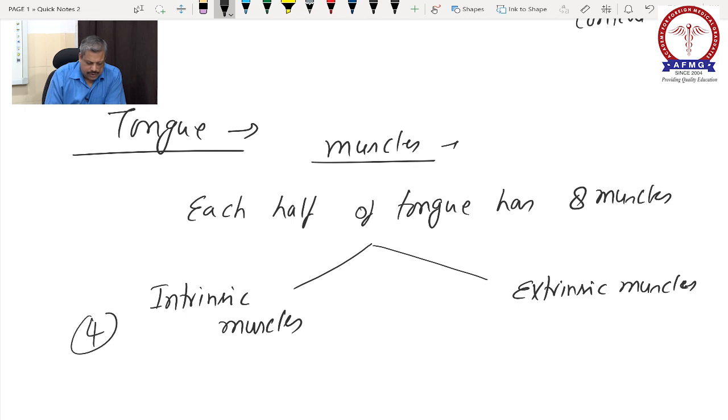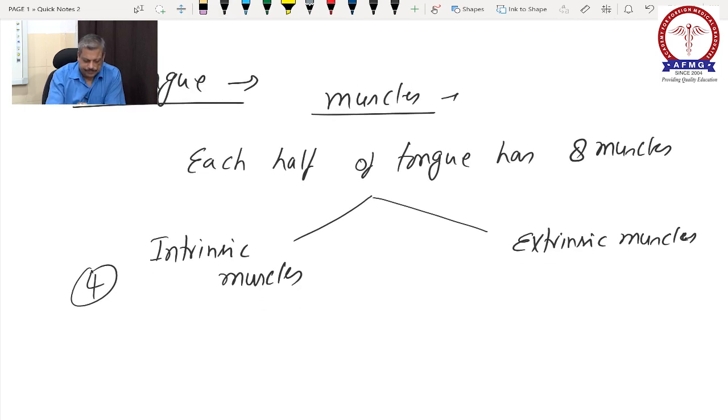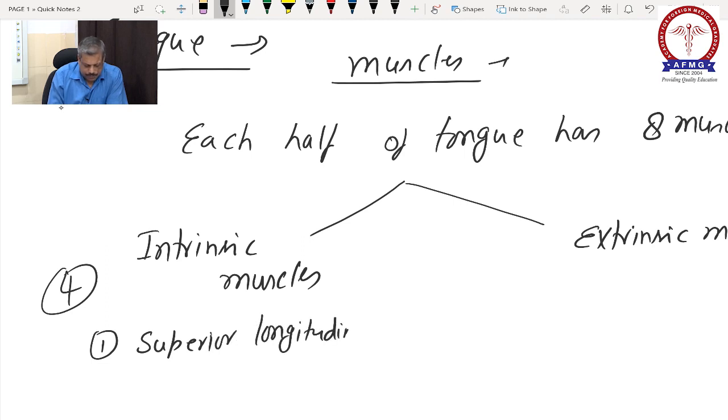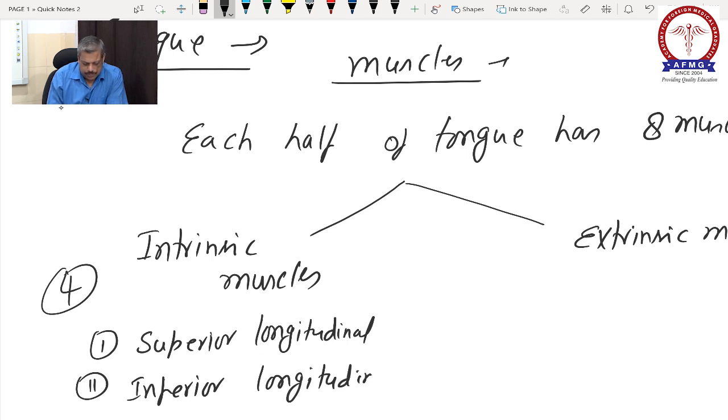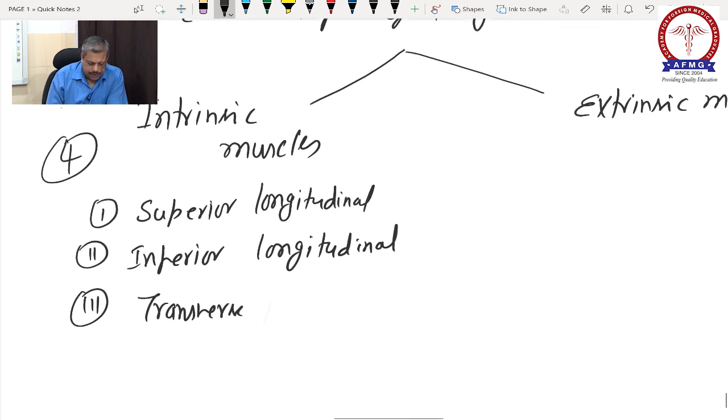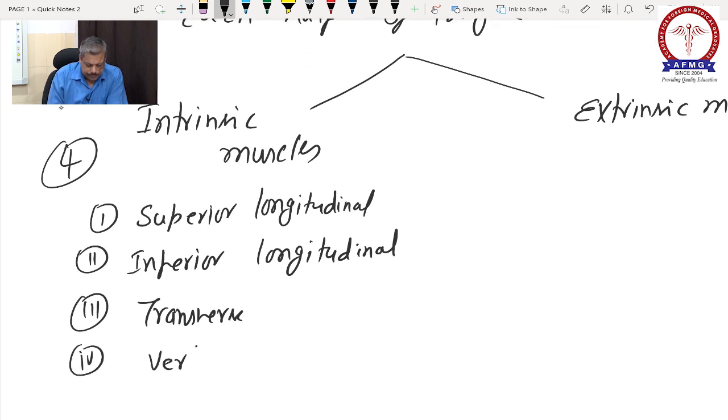So intrinsic muscles, what are their names? Their names are number 1, superior longitudinal, inferior longitudinal, transverse and vertical. Superior longitudinal, inferior longitudinal, transverse and vertical. These are the 4 intrinsic muscles.